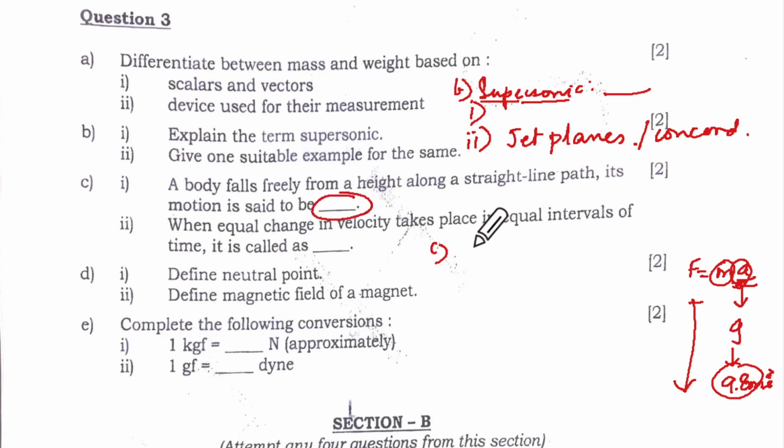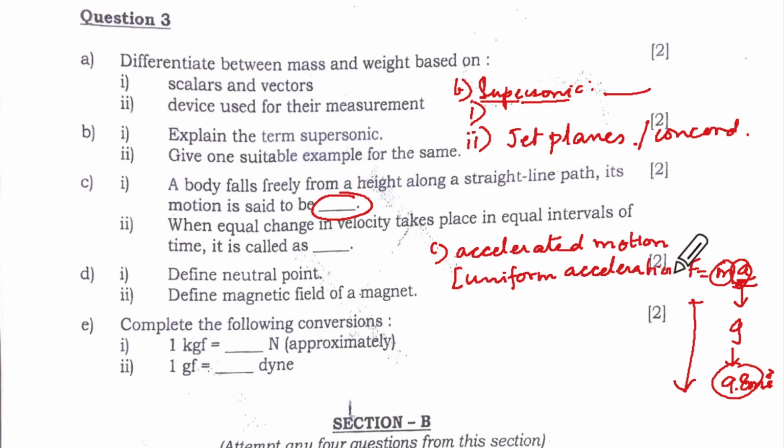So how will you describe this? Uniform accelerated motion. Correct or no? The motion is supposed to be accelerated motion, and write over there uniform acceleration. Understood. Now this is the first part.